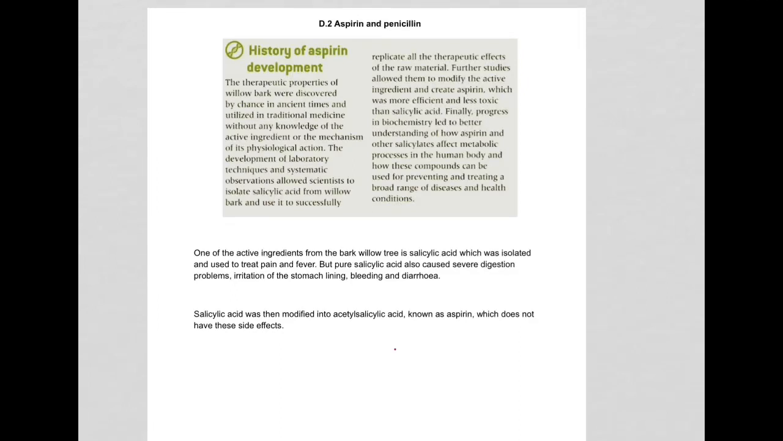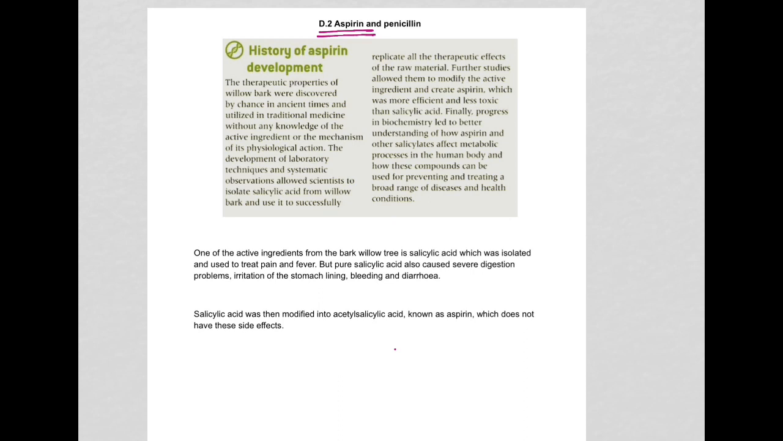So this topic is about aspirin and penicillin. We'll start with aspirin. The therapeutic properties of the willow bark were discovered by accident. It was used in traditional medicine, and at that time we didn't know anything about active ingredients. And with time, with laboratory techniques and observations, we were able to isolate salicylic acid from the willow bark.